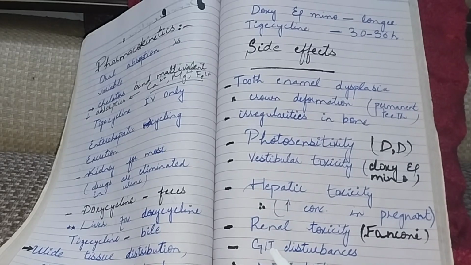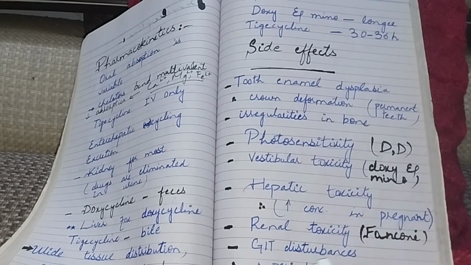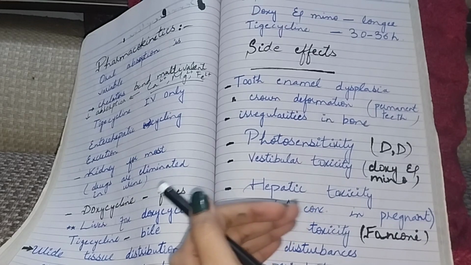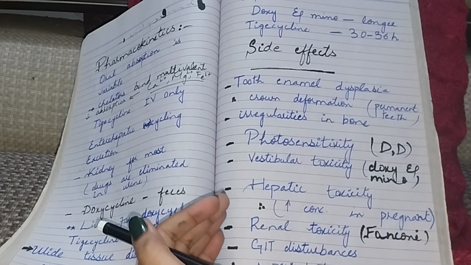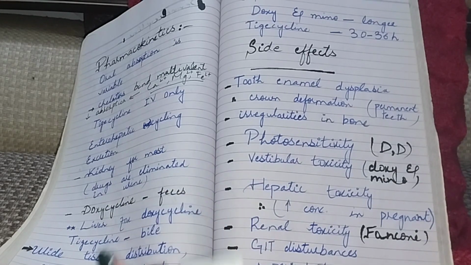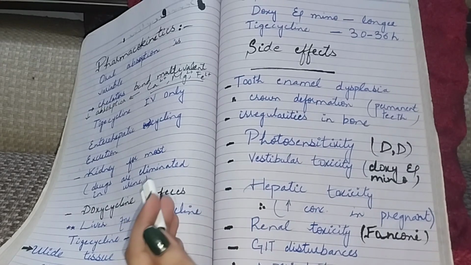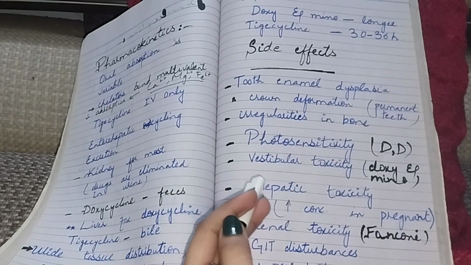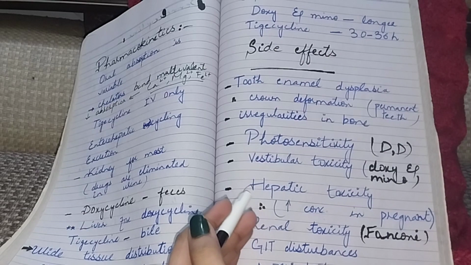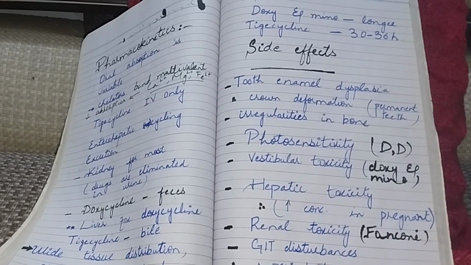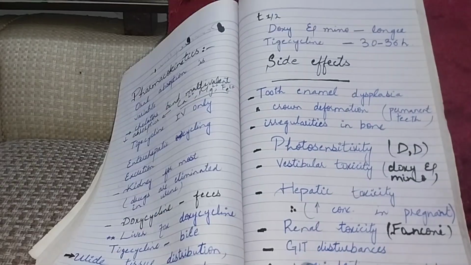They also cause renal toxicity, like Fanconi syndrome. Tetracyclines also cause GIT disturbances that range from mild nausea and diarrhea to severe, possibly life-threatening enterocolitis. Because they cause disturbances in the normal flora, this can lead to candidiasis and colitis.